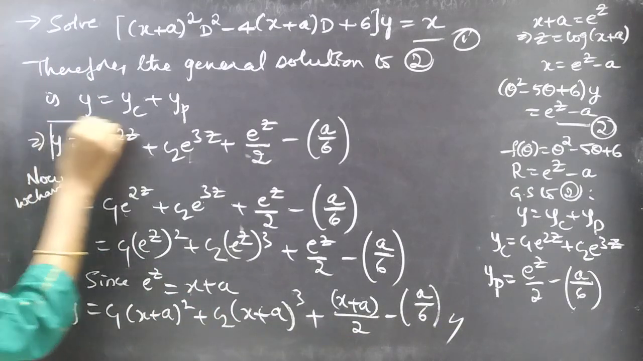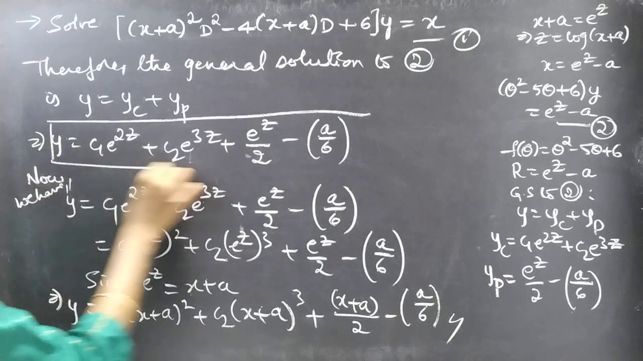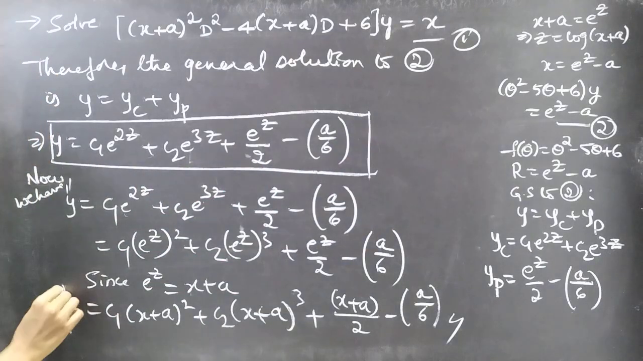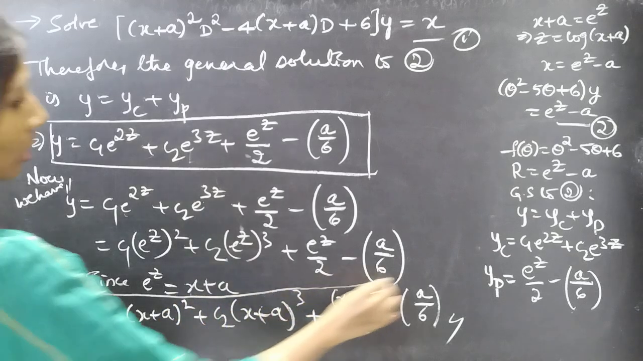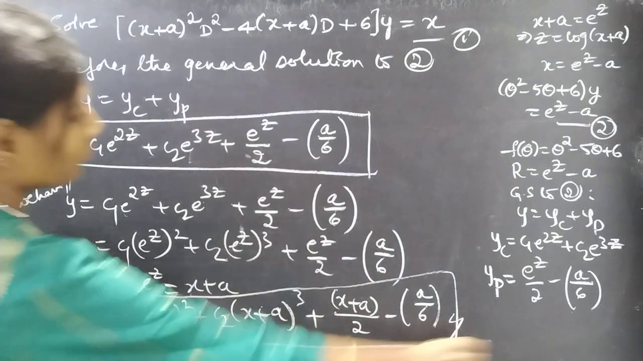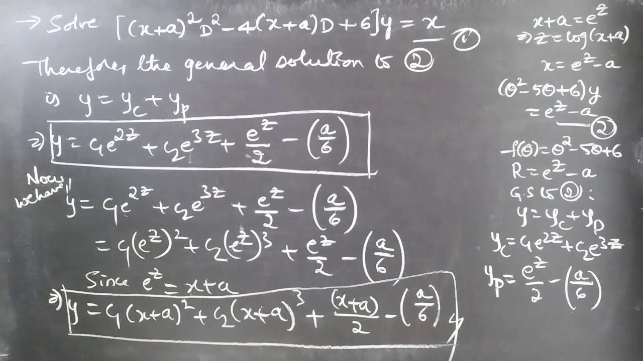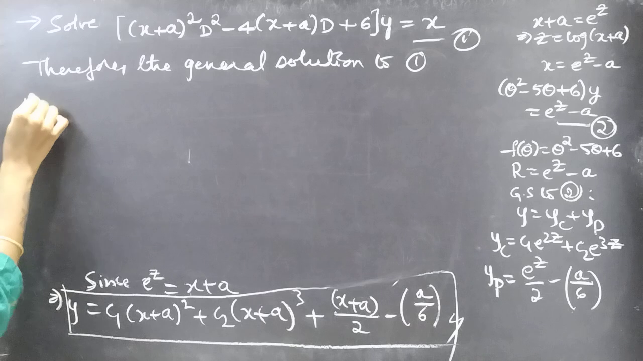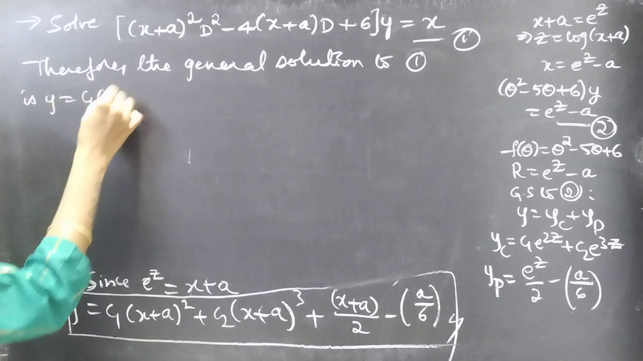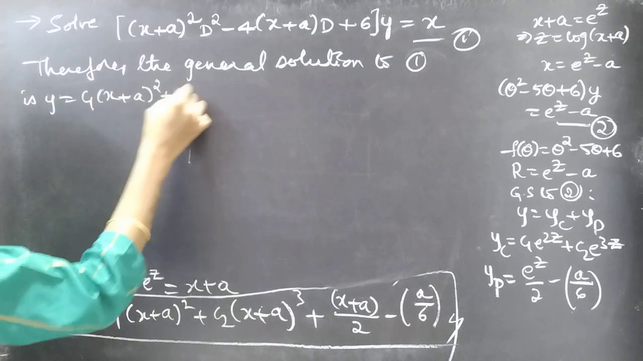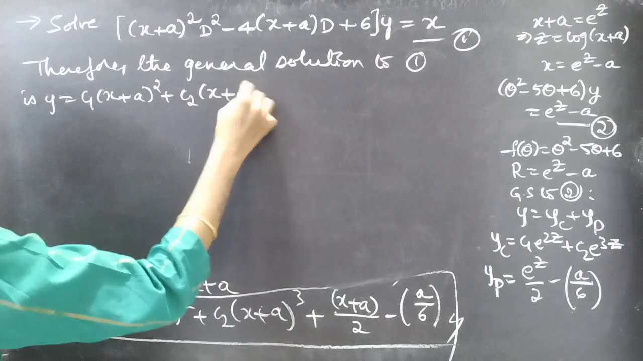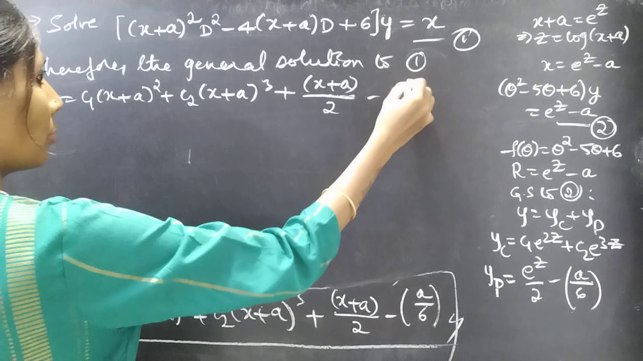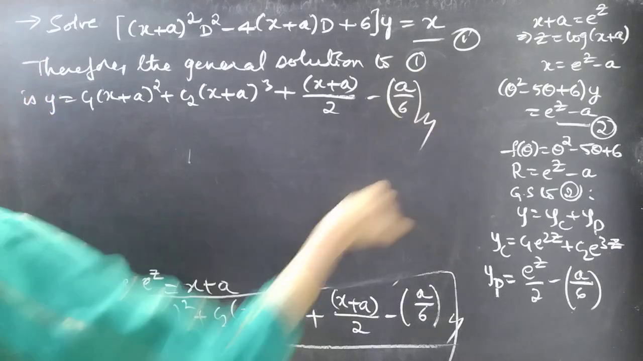So this is the general solution to the reduced equation, that is the equation in terms of theta and z, and this is the general solution to the given differential equation. Therefore, the general solution to equation 1 is y equal to c1 into (x plus a) whole squared plus c2 into (x plus a) whole cubed plus (x plus a) by 2 minus a by 6.